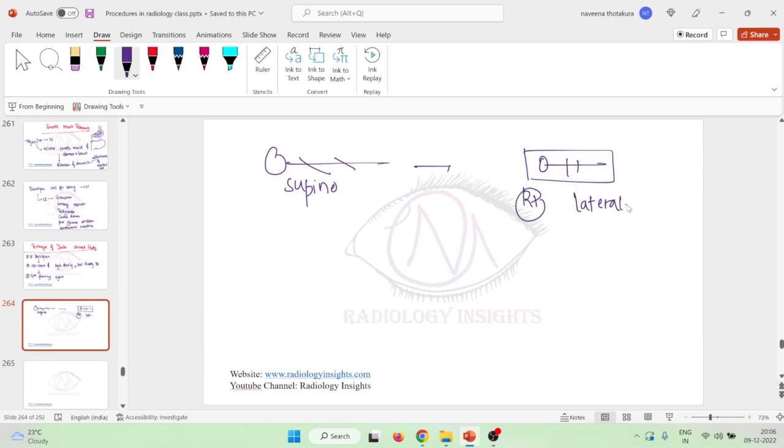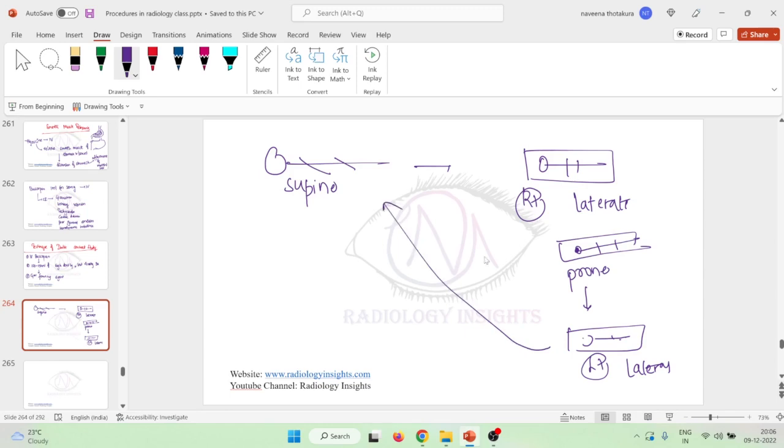From the right lateral position, the patient is rotated to prone position. From that, again the patient is rotated to left lateral position, and again to supine position. So the patient is completely rotated slowly. This complete rotation of patient will mainly help in coating the mucosa of stomach. For coating the mucosa of stomach, this rotation of patient is very important.